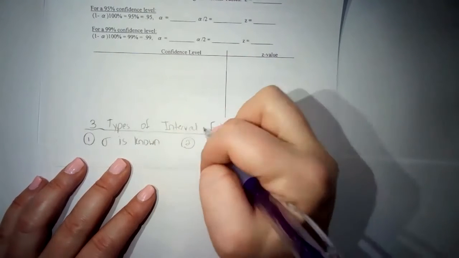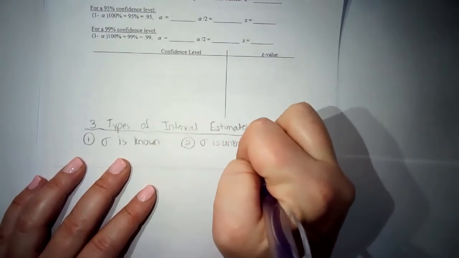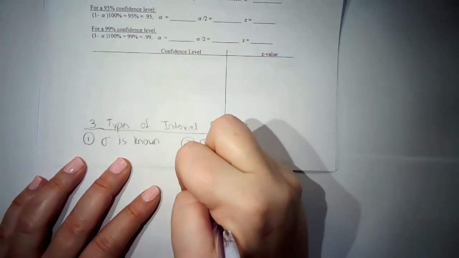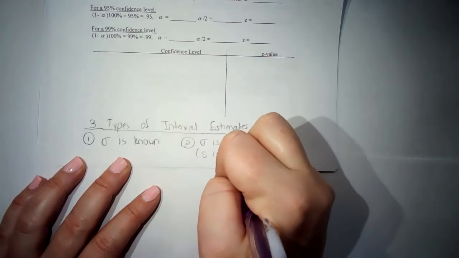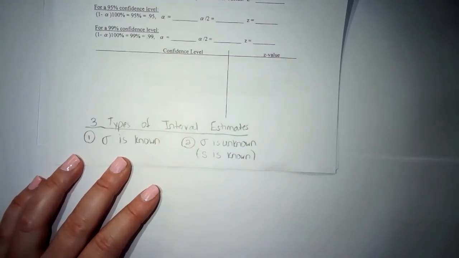All right. Second type, sigma's unknown. This is the most realistic version that you're going to come across. Normally, we don't know that. What is known is S. Remember, that's your sample standard deviation.